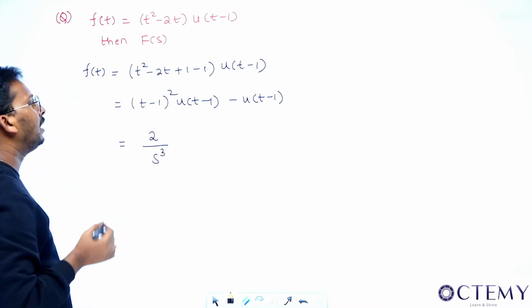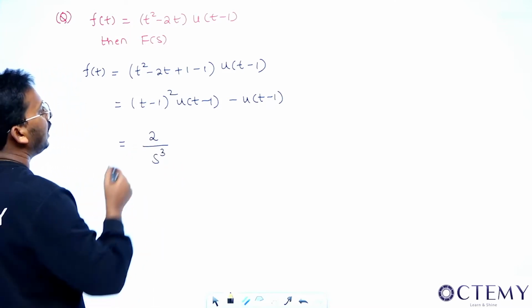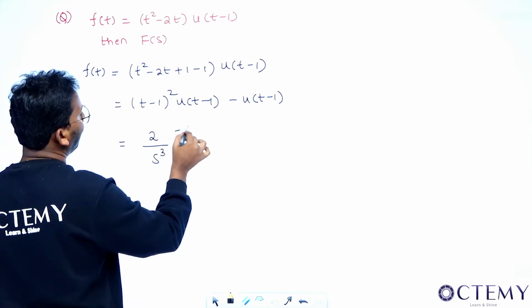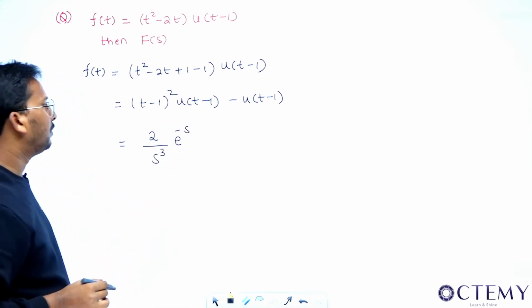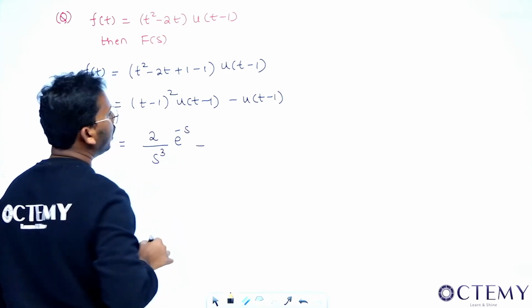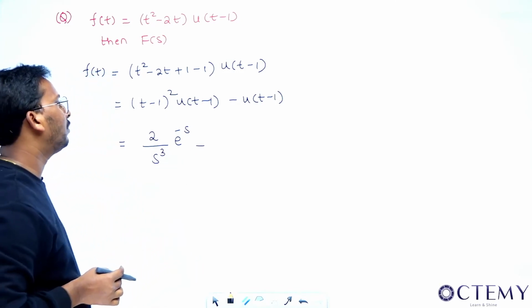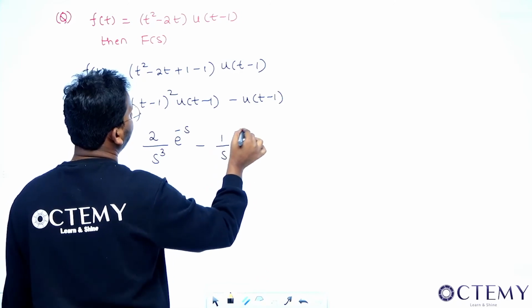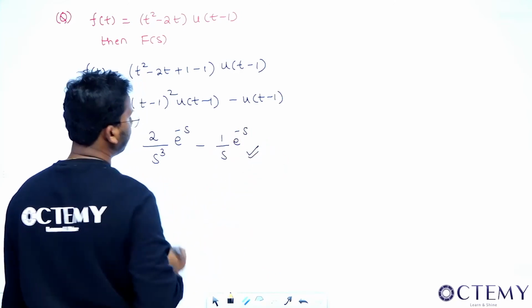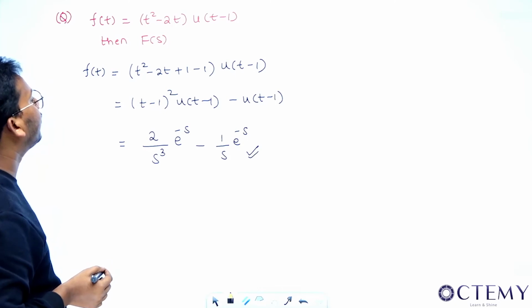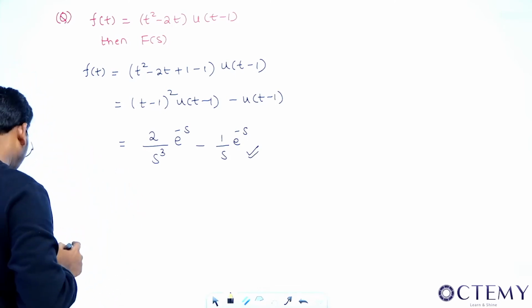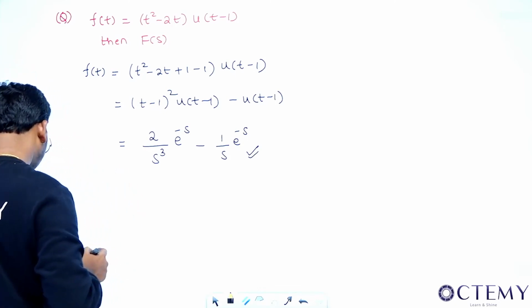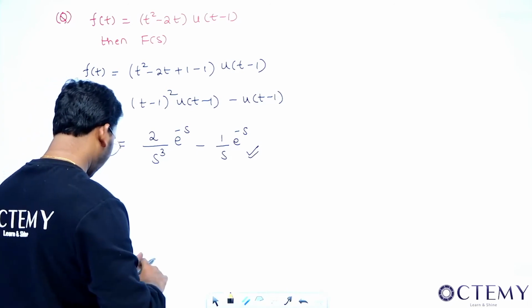And in place of t you have t minus 1, so it will become e power minus s here, right? Similarly, minus, what will be u of t minus 1? It is 1 by s and e power minus s. This should be the answer, right? If you have done it directly, you still get the same answer, but this is a better way of doing it.